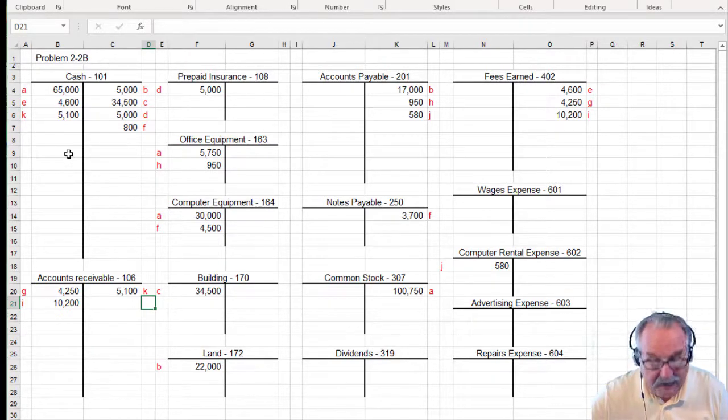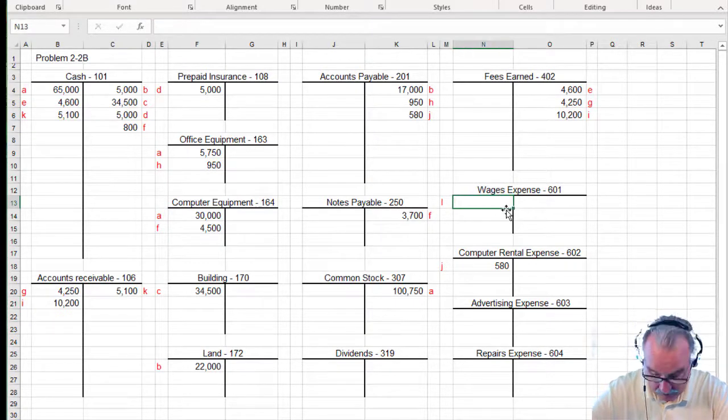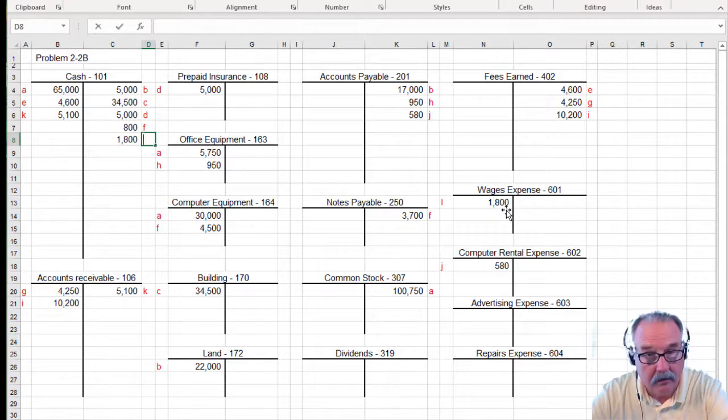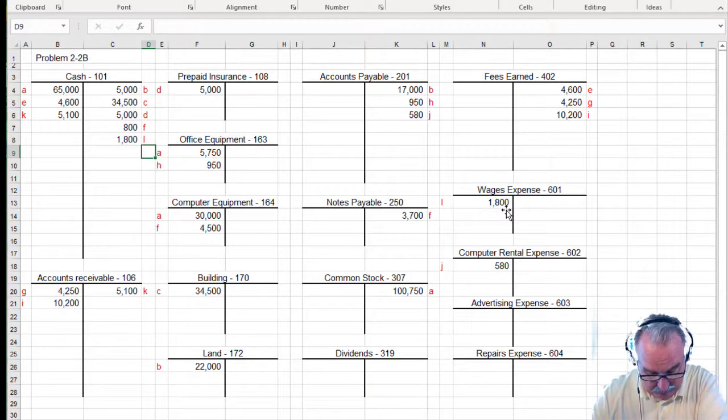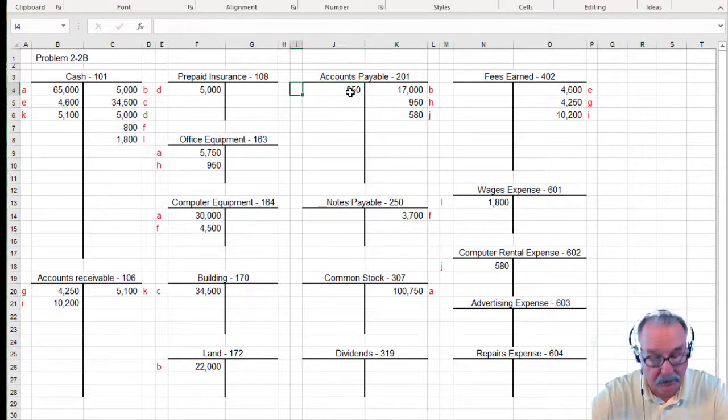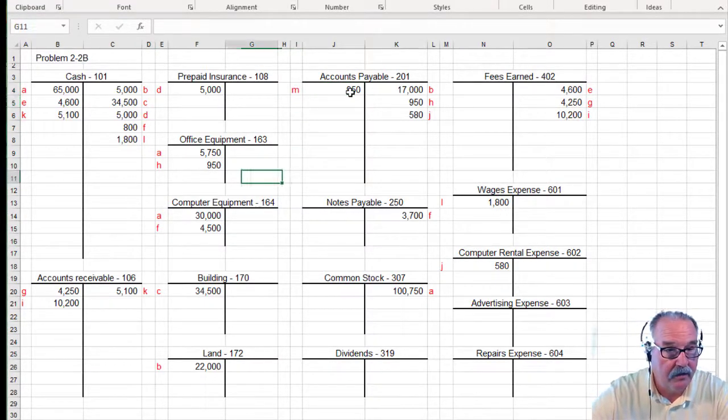Transaction L, we paid wages to the employee. So we're going to have wages expense for $1,800. Debit wages expense and credit cash, $1,800. Label it L. M, we paid a vendor on account. So transaction M is for $950. We paid that $950 off. Debit accounts payable, $950, and credit cash, $950.